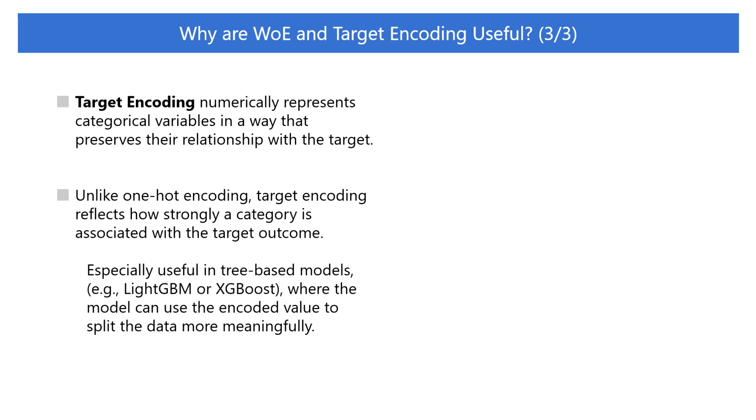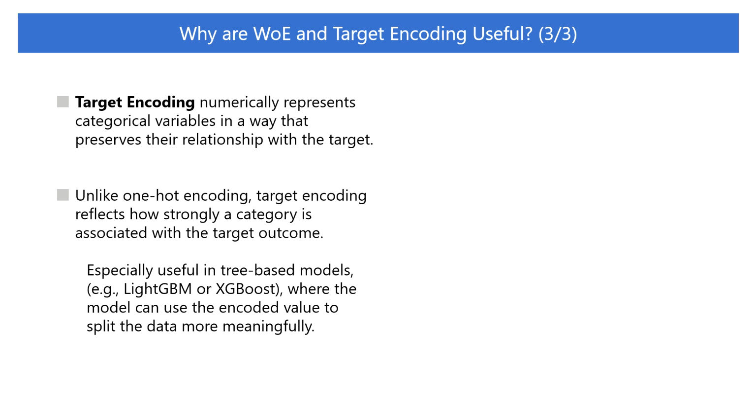Now, let's move on to target encoding. This technique assigns to each category the mean of the target variable, which is essentially the empirical probability of the target given that category. So yes, by definition, it is a probability. So why use it? The key reason is to numerically represent categorical variables in a way that preserves their relationship with the target.